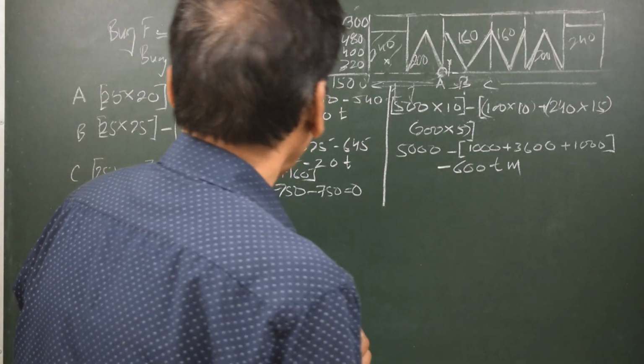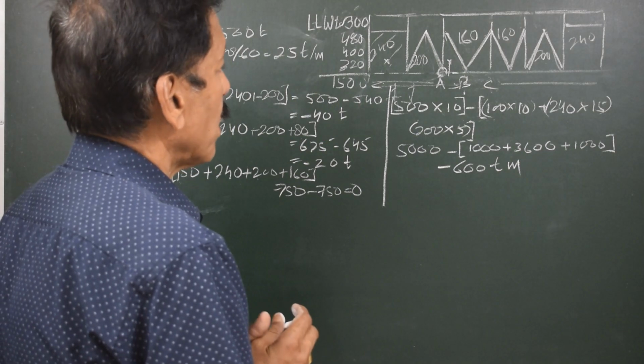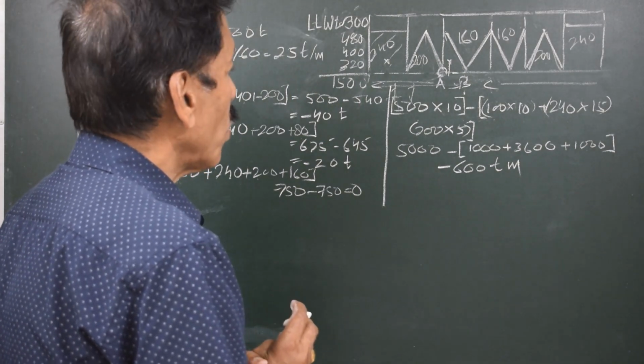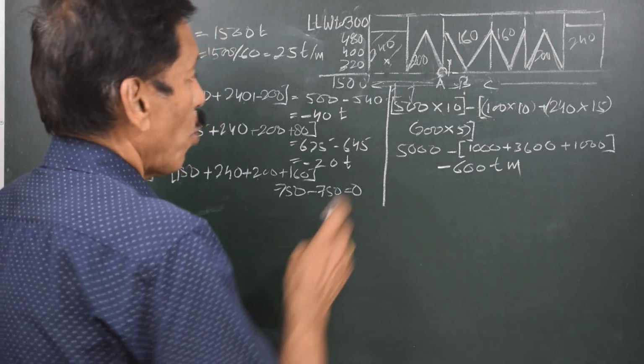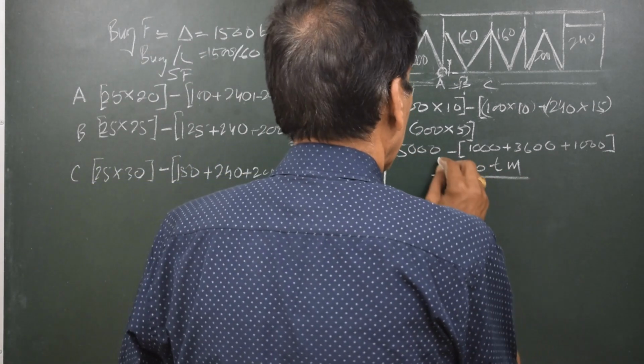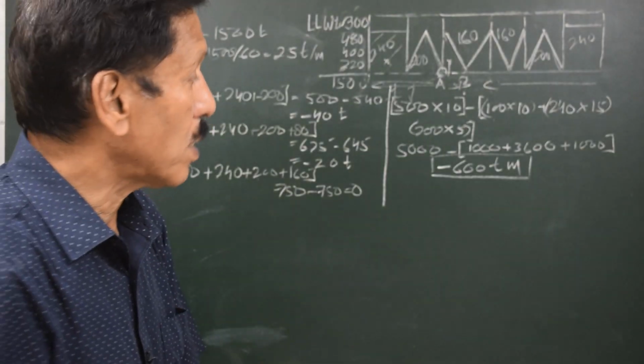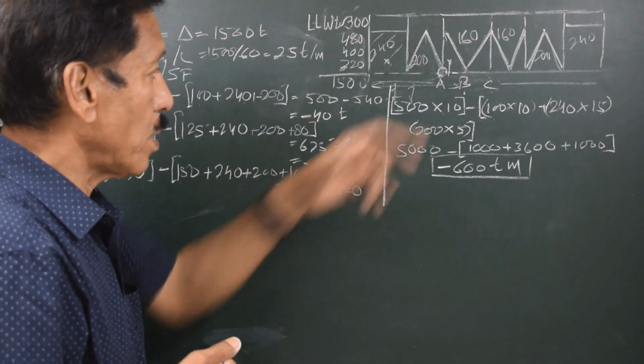So that is the bending moment at point A, right? So we'll make a note of the bending moment at point A as minus 600 tons meter, and minus indicates the bending moment is hogging. It's going to cause hogging at this point.